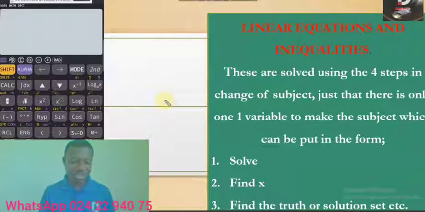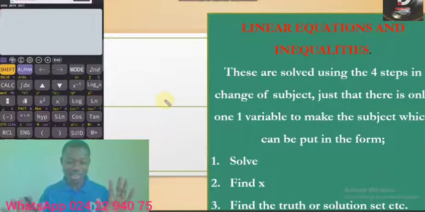So if you watch change your subject and substitution, you see how it works perfectly. And that is what you're going to apply here to solve any linear equation or inequality question. But the calculator is going to be a backup for us to solve the questions. Then we confirm with the workings, especially in paper 2. Paper 1, solely calculator.